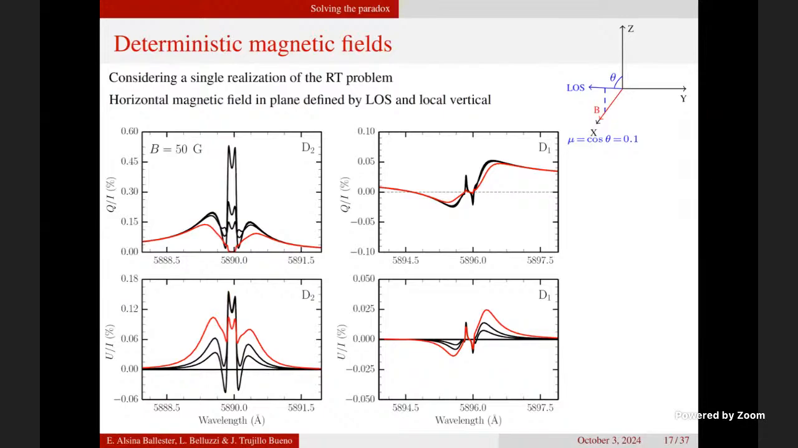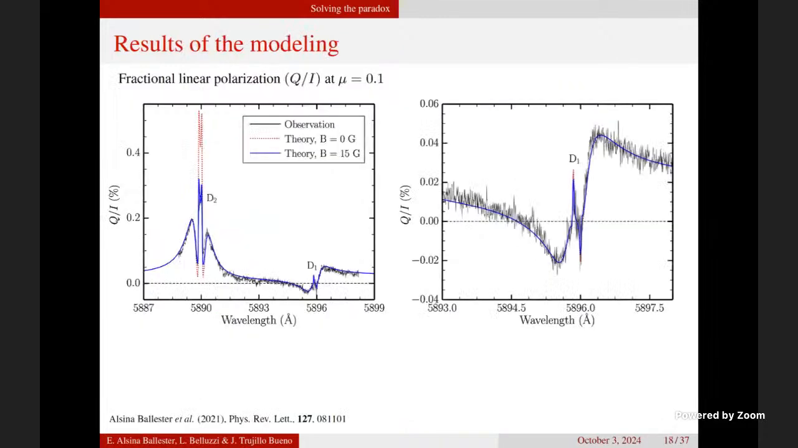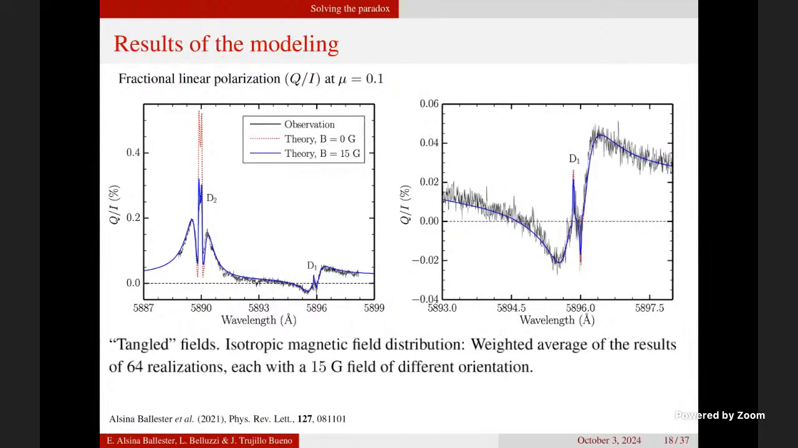The appearance of these signals in the wings is due to the so-called magneto-optical effects, which I don't have time to go into. But anyway, I was showing you this just to explain that when I was considering this isotropic distribution of magnetic fields, what I was actually doing was carrying out several calculations with these different orientations and considering at the end a weighted average of them. So this isotropic distribution is really just the realization of several orientations of the magnetic field along a sphere. 64 realizations to be precise.